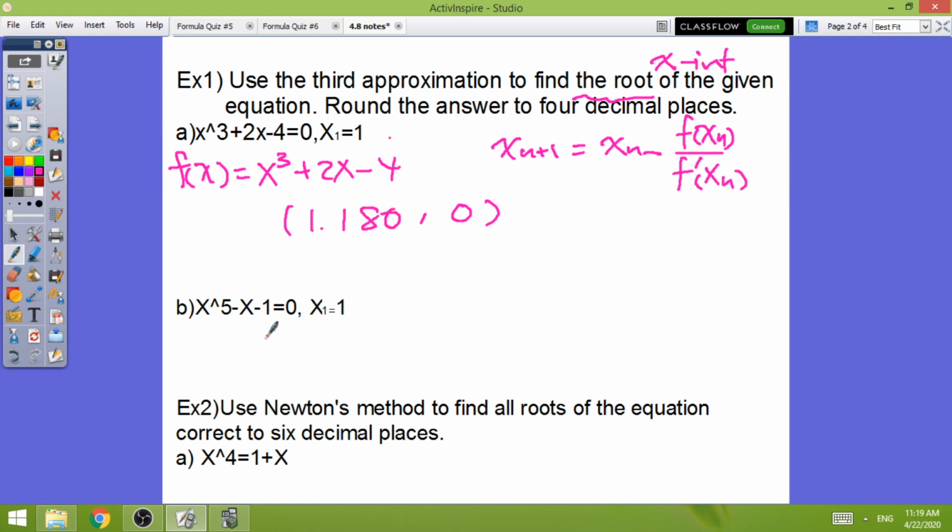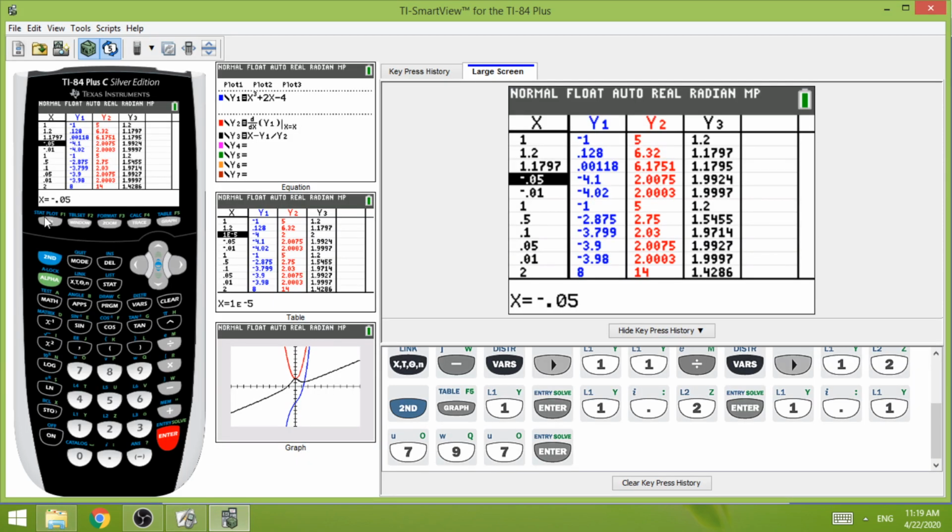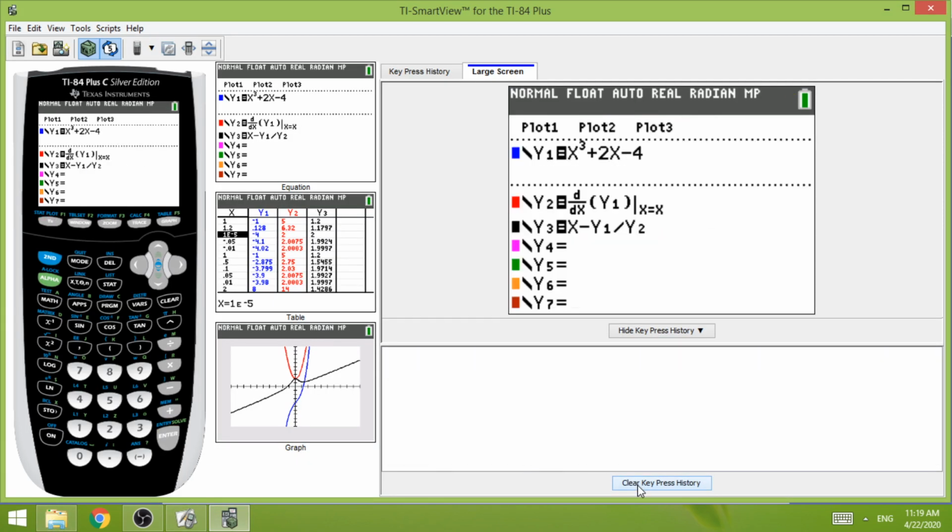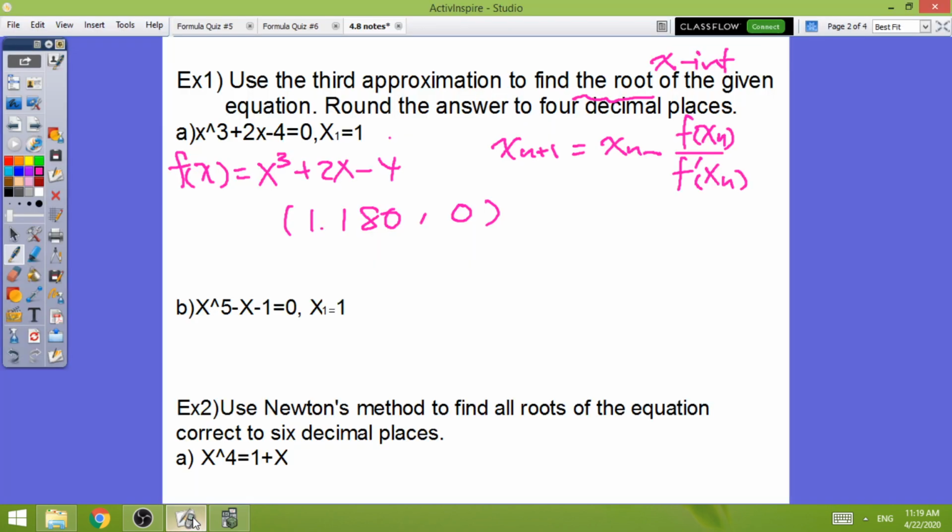So now let's try the next one and see what happens. The next one, we do have x to the power 5 minus x minus 1 equals 0. So it's pretty much the same thing. So back to y equal, let me just clear off this. So y equal, we just need to change that. So this one is x to the power 5 minus x minus 1.